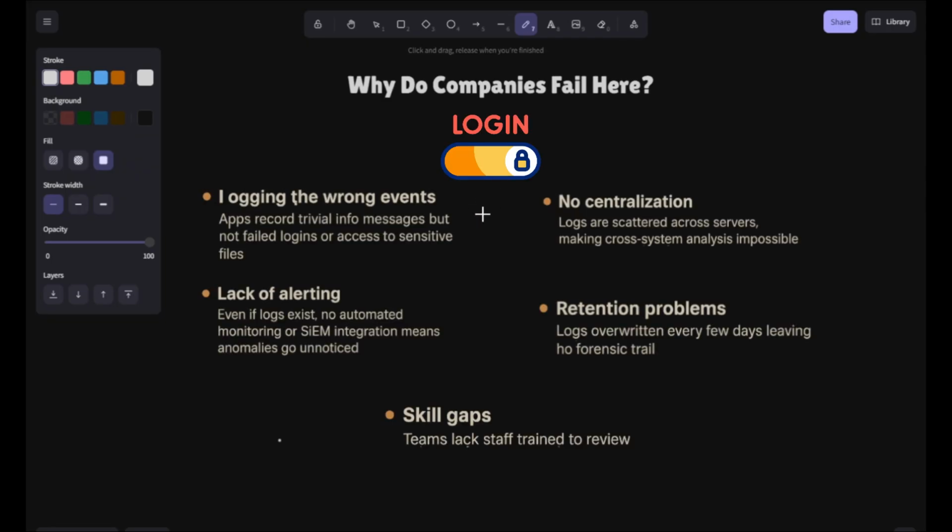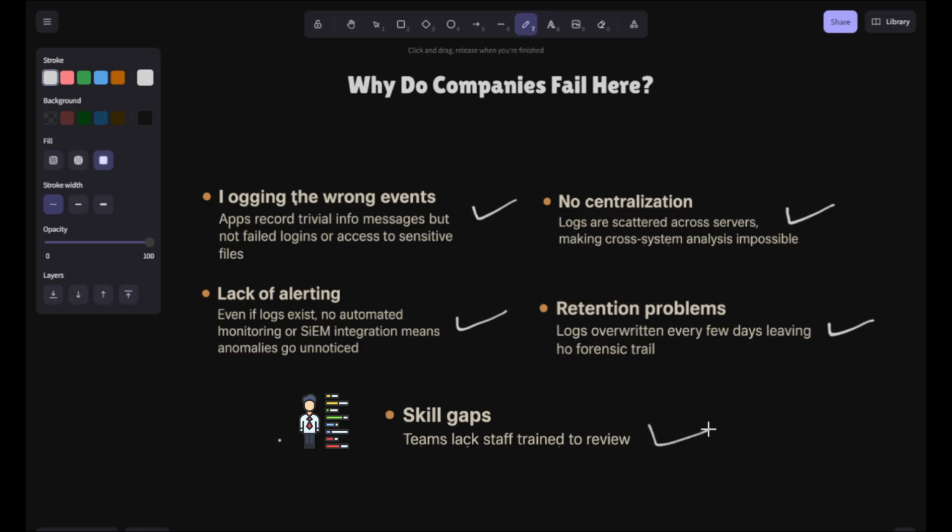If logging is so important, why do organizations fail? Common reasons include 1. Logging the wrong events. Apps record trivial info messages, but not failed logins or access to sensitive files. 2. No centralization. Logs are scattered across servers, making cross-system analysis impossible. 3. Lack of alerting. Even if logs exist, no automated monitoring or SIEM integration means anomalies go unnoticed. 4. Retention problems. Logs overwritten every few days leave no forensic trail. 5. Skill gaps. Teams lack staff trained to review and interpret logs effectively.